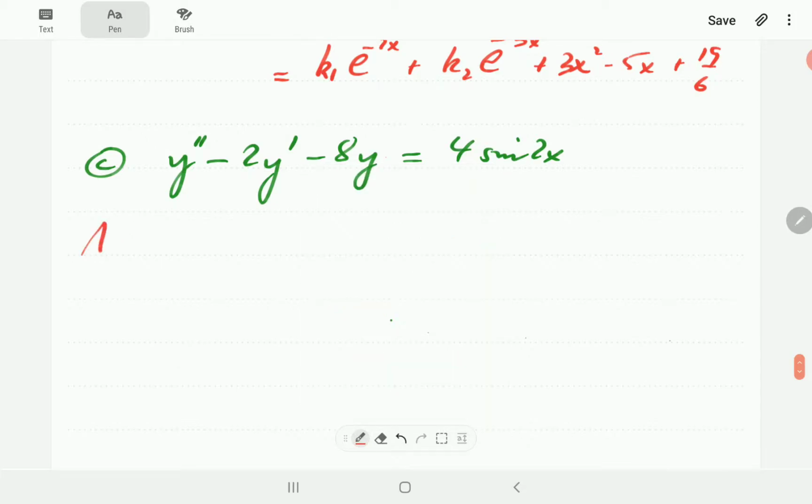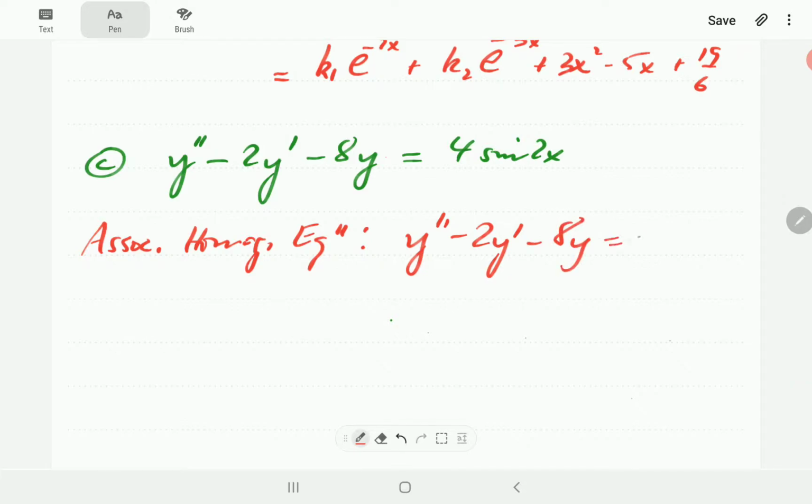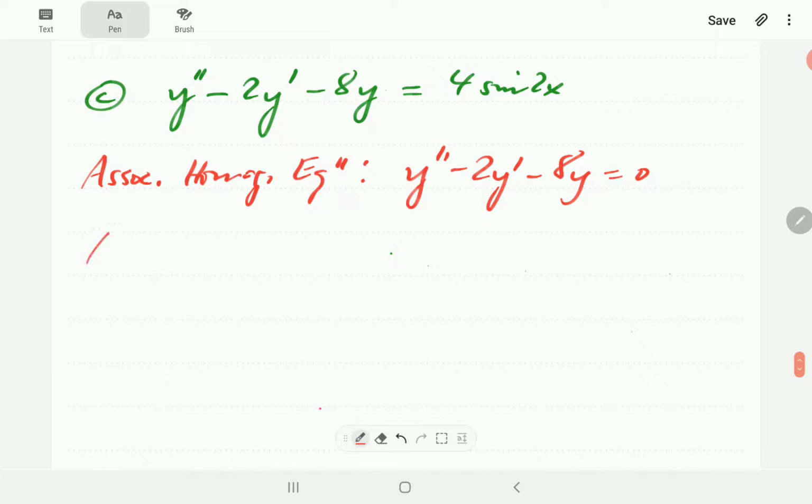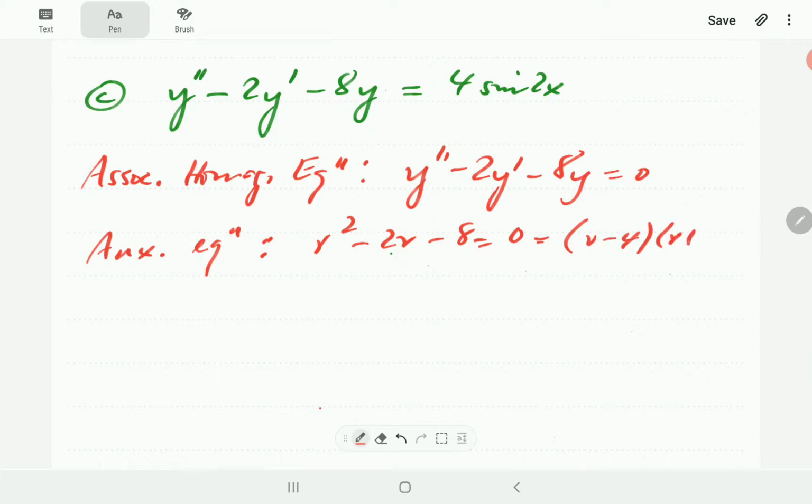The associated homogeneous equation is y double prime minus 2y prime minus 8y equal to 0. The auxiliary equation of this is r squared minus 2r minus 8 equal to 0. This we can factorize into (r minus 4)(r plus 2).